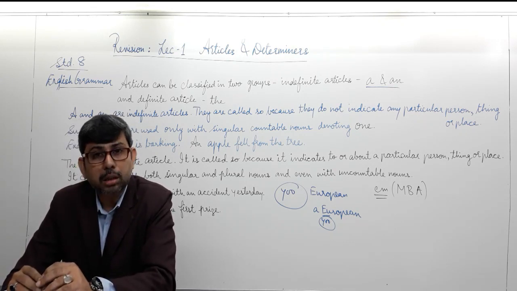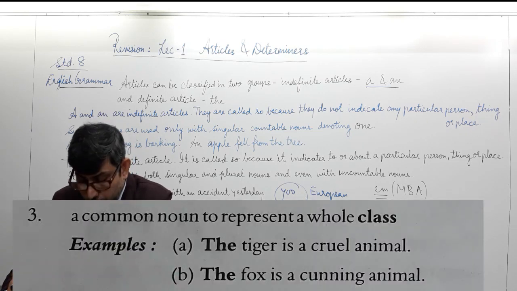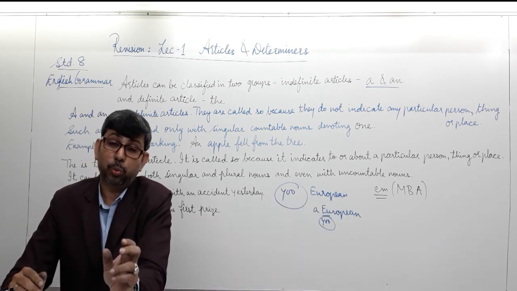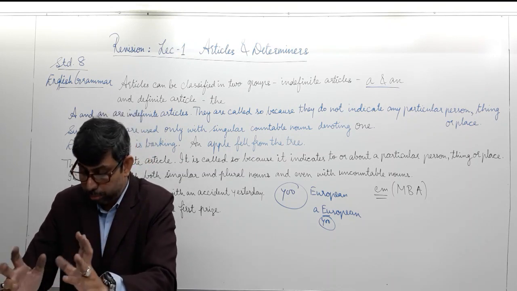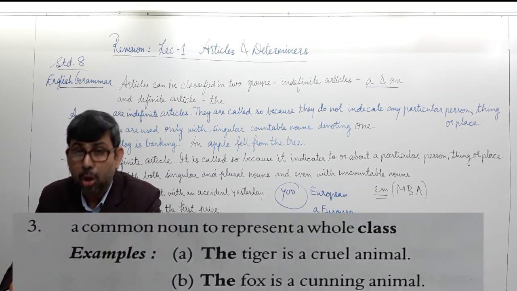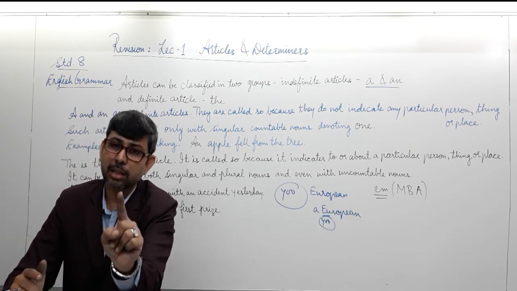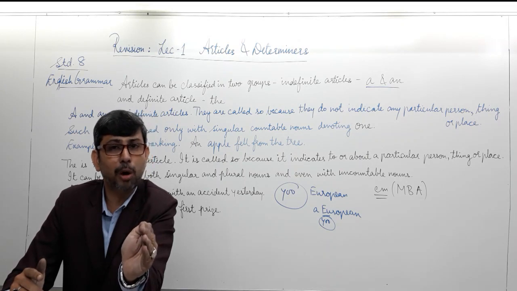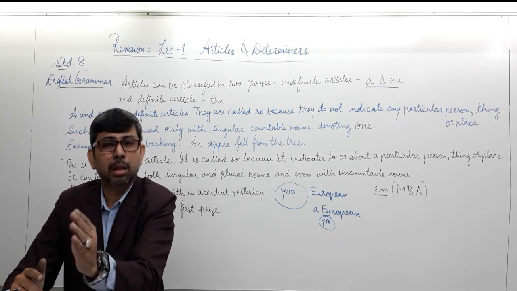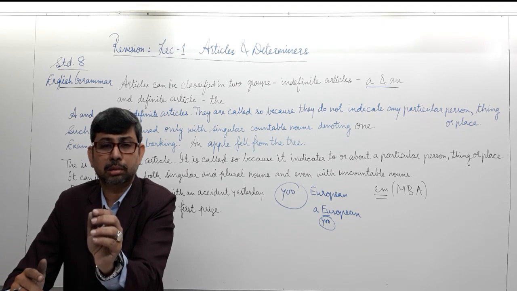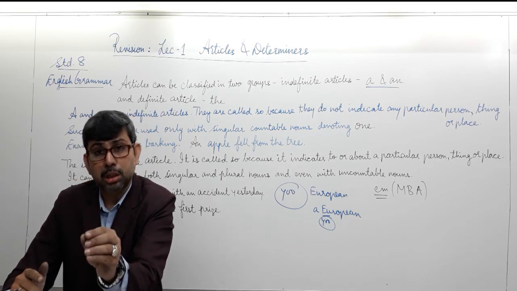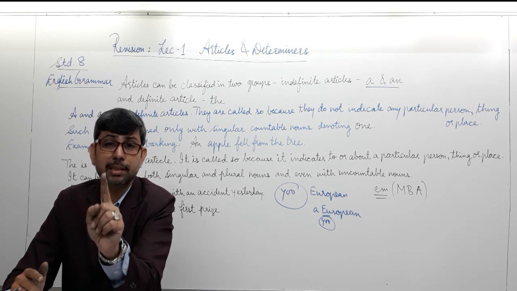The third usage of the article the, a common noun to represent a whole class. When you sometimes talk about a common noun which is now representing the whole class of things, the whole community of things. For example, in this sentence, the tiger is a cruel animal. Do we mean to say only one tiger is cruel, leaving aside all the other tigers found in the jungle or in the zoo? No. We mean to say the tiger is a cruel animal, referring to each and every tiger that you talk of, speak of, think of, imagine about. So, the whole community is represented by one common noun, that is tiger.